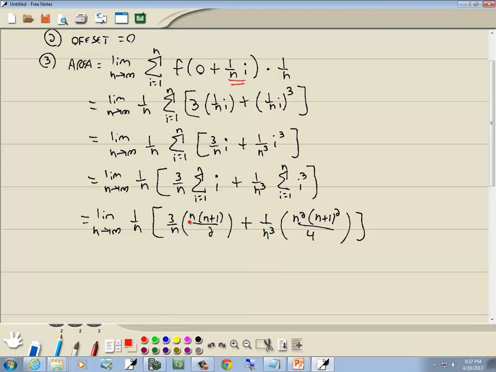Okay, do a little bit of simplifying. This n here will cancel with that n. This n squared will cancel with two of the n's here in the denominator, so it leaves us an n down here. So we've got the limit as n goes to infinity of 1 over n, and this will be 3 times n plus 1 over 2, plus n plus 1 squared over 4n. That's what we have left after we canceled.